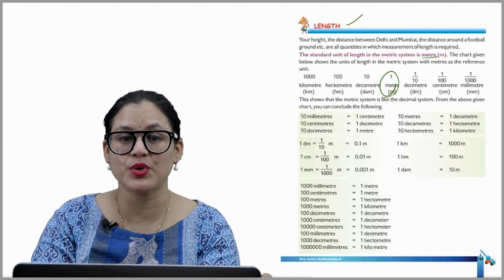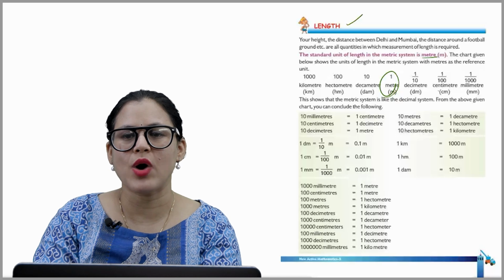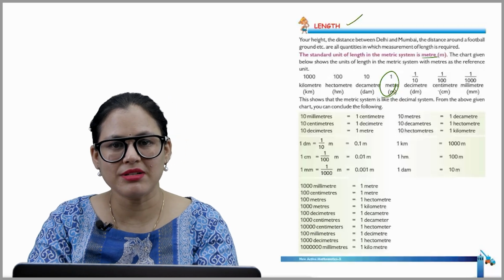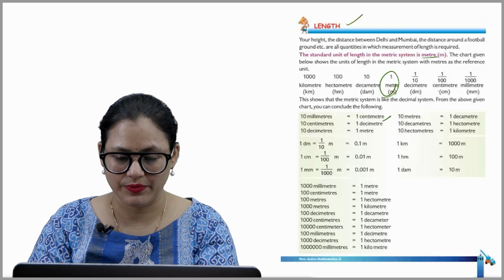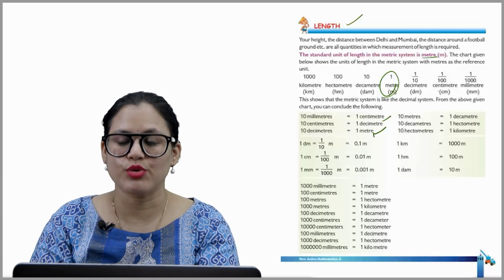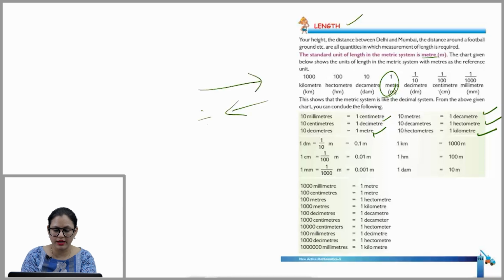From the above given chart, you can conclude the following. 10 millimeters is equal to 1 centimeter. 10 centimeters is equal to 1 decimeter. 10 decimeters is equal to 1 meter. 10 meters is equal to 1 decameter. 10 decameters is equal to 1 hectometer, and 10 hectometers is 1 kilometer. 1 decimeter is equal to 1 by 10 meter. How? See, whenever you go left side, you will divide. Whenever you go right side, you will multiply.